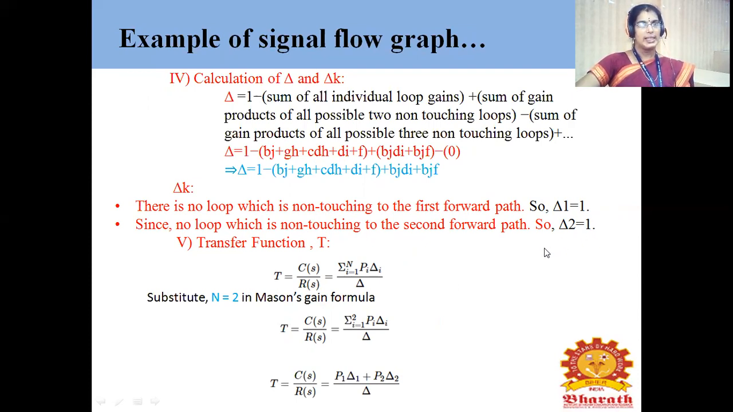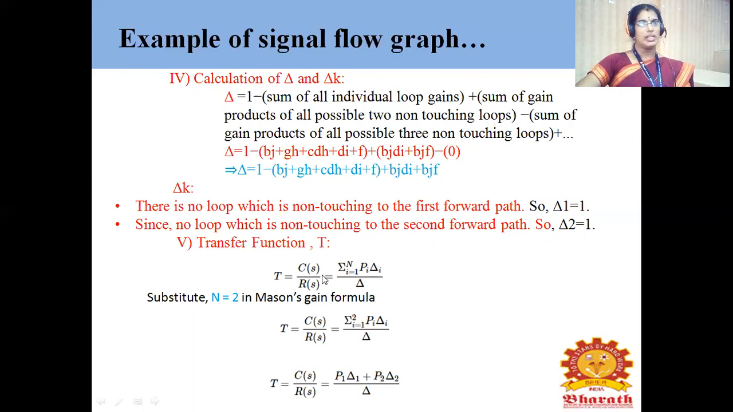Since no loop is non-touching to the second forward path, del 2 is also equal to 1. Okay, we have to consider the loop. We have to check whether the loop is not connected with the forward path. If it is not having connection with the forward path, then you will be writing that product term as delta 1 or delta 2 according to the graphical representation given in the system. Okay, so now we got all the values. We are going to just substitute in Mason's gain formula in order to obtain the transfer function. That is the 5th step.